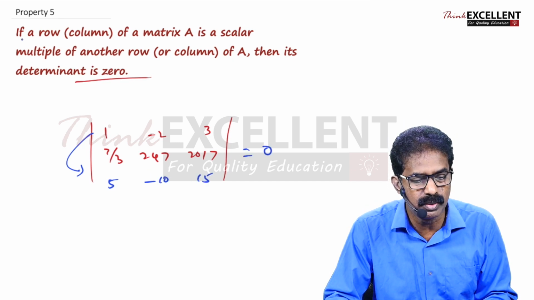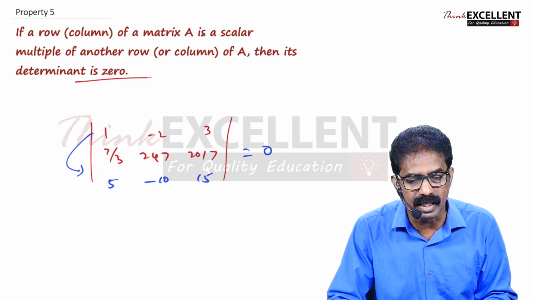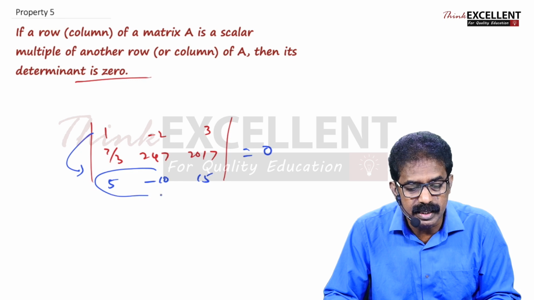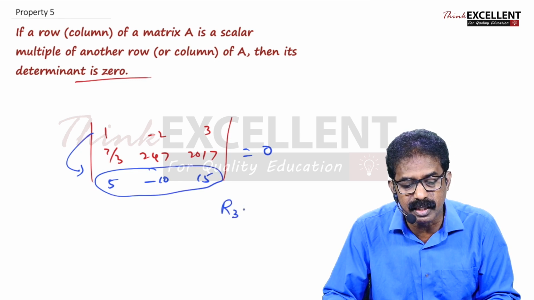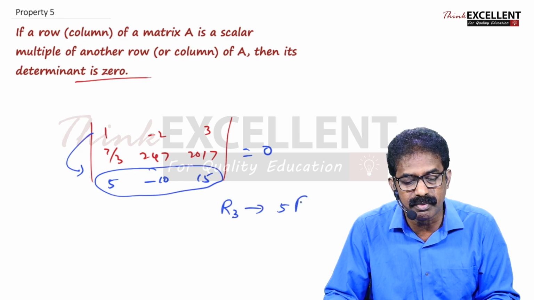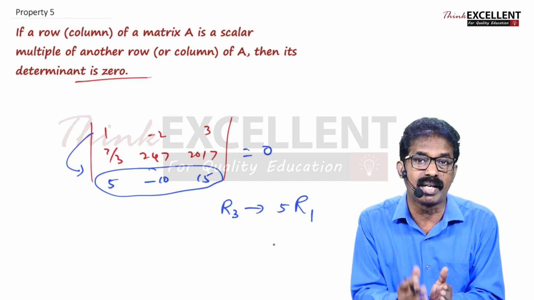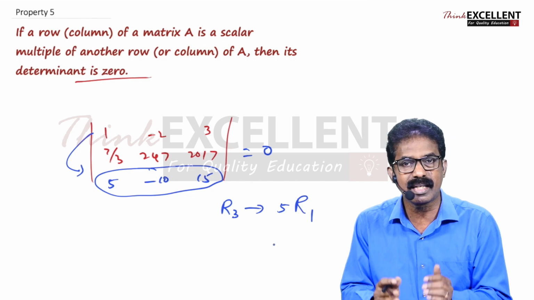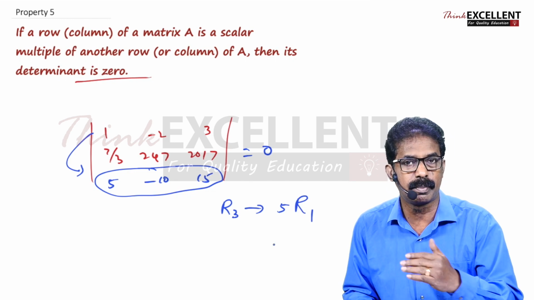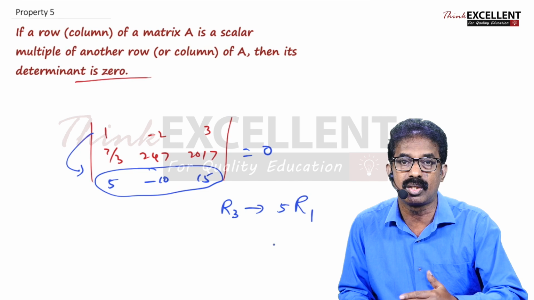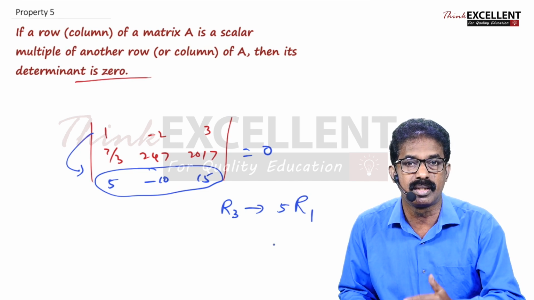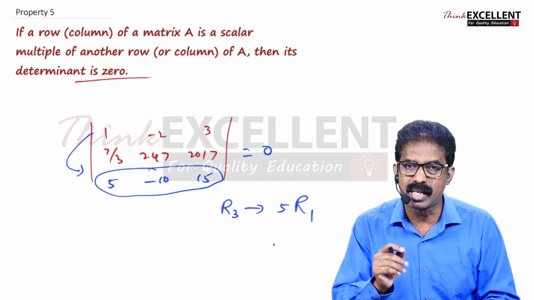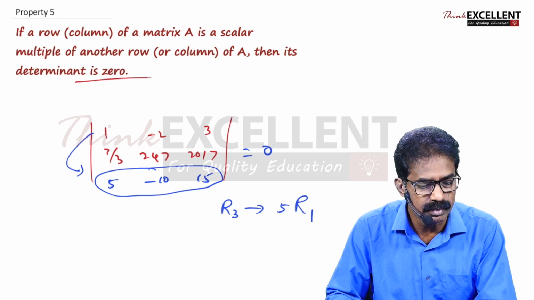See, read the statement now. If a row of a matrix A is a scalar multiple of another row. So this third row R3 is a scalar multiple of another row. R3 is 5 times R1. This we call proportional. If they are exactly equal, we say identical, right? In the previous example, first row and third row are identical, but here first row and third row are proportional. Proportional means some multiple of, in this case also, the value becomes 0.